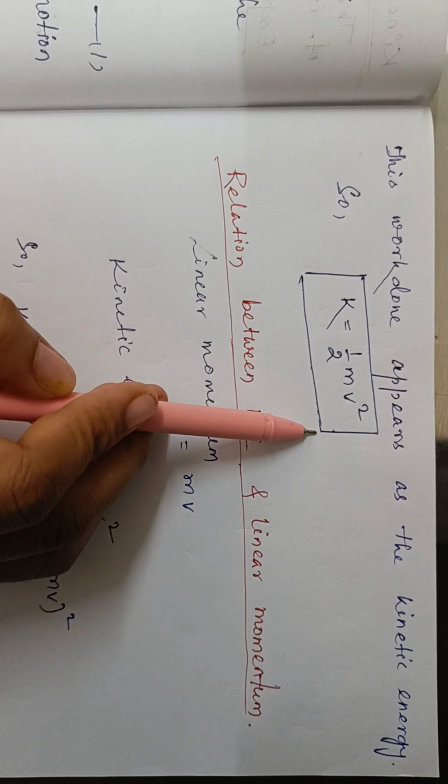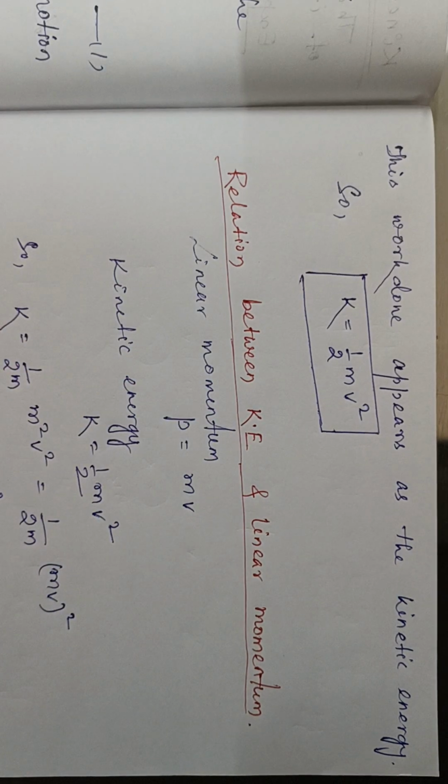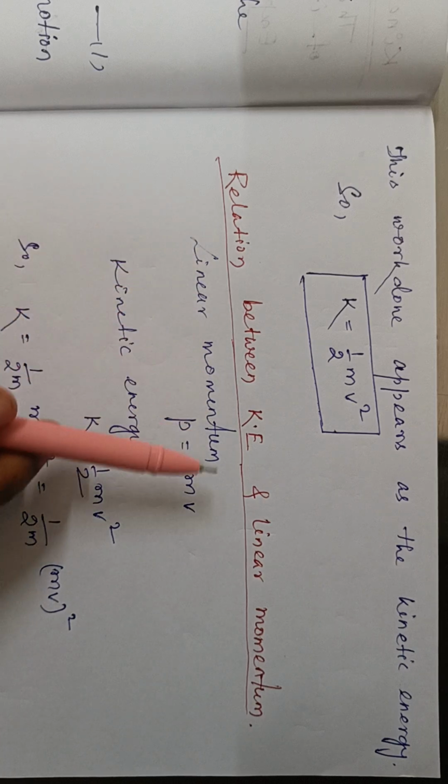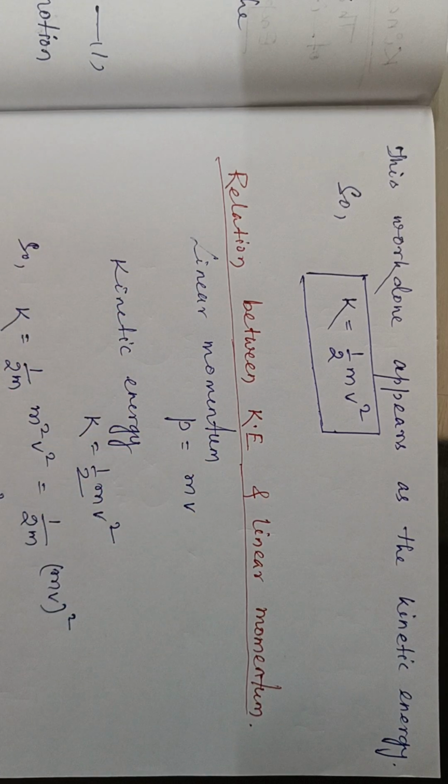Half mv square. So students, we can conclude that from both types of analysis we have got the same result. Correct? The formula of kinetic energy we have got in each case, that is K is equal to half mv square. Okay. In the next class we will go for some numerical part, including the relation between kinetic energy and linear momentum.